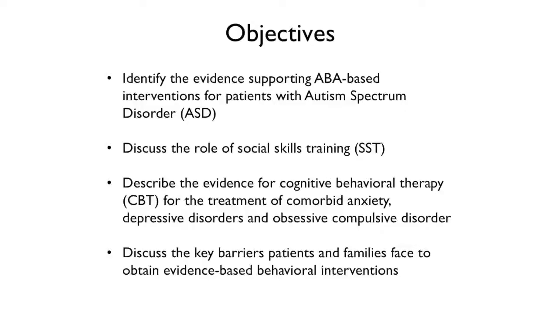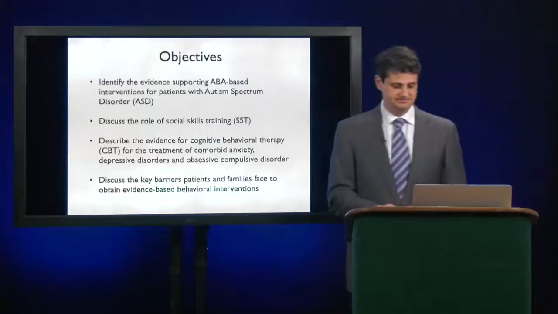The objective of today's talk: we are going to discuss the evidence base for ABA-based interventions, and there are several variants of that for patients with autism spectrum disorder. We'll also talk about the role of social skills training throughout the lifespan for individuals with autism. Then we'll move on to cognitive behavioral therapy as an evidence-based modality for treating comorbid anxiety, depressive disorders, and OCD in patients with autism. And then we will conclude with a discussion of the key barriers for families who are seeking behavioral interventions and how you can help your families access these services.